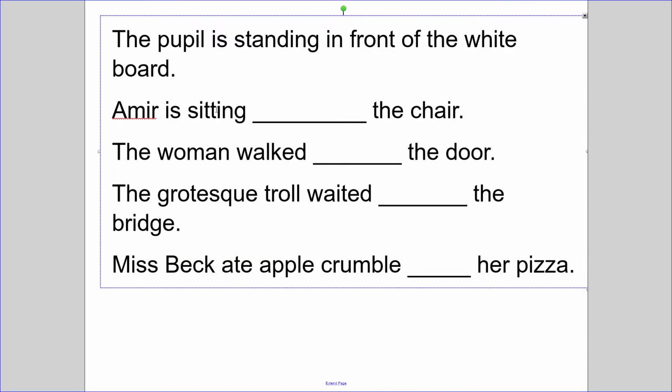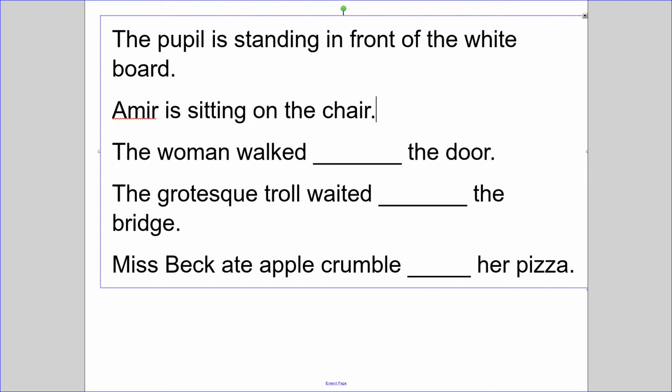Okay, Amir is sitting something the chair. Have a think. What might work there? You could have Amir is sitting on the chair. Amir is sitting on top of the chair. Expand it into a prepositional phrase. I could say maybe Amir is not really doing what he's supposed to be doing. Maybe Amir is sitting under the chair. Again, if I'm writing a story about a naughty 3-year-old, that's what I might need to write. If I'm writing a story about a sensible Year 6 child, I'd probably say is sitting on the chair.